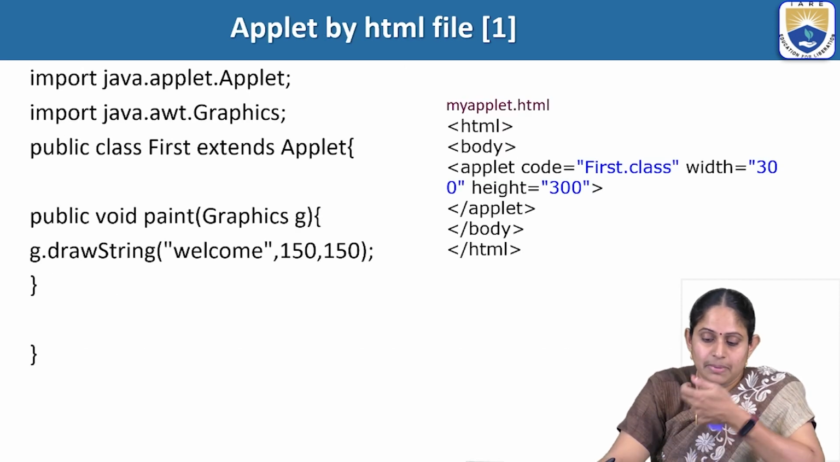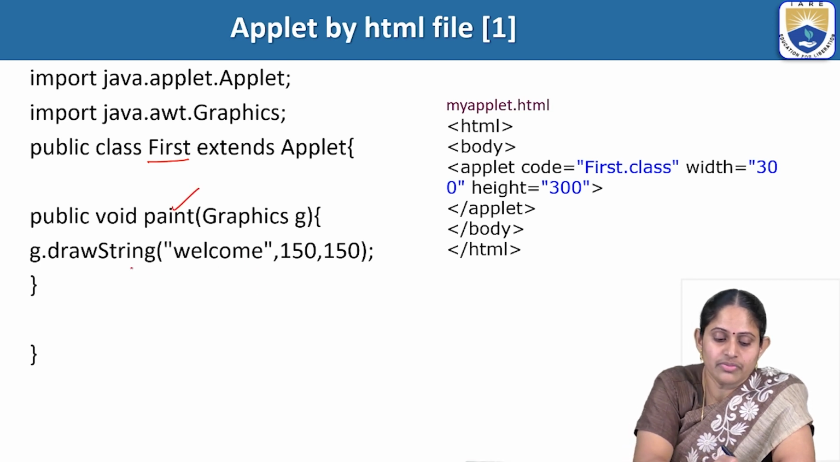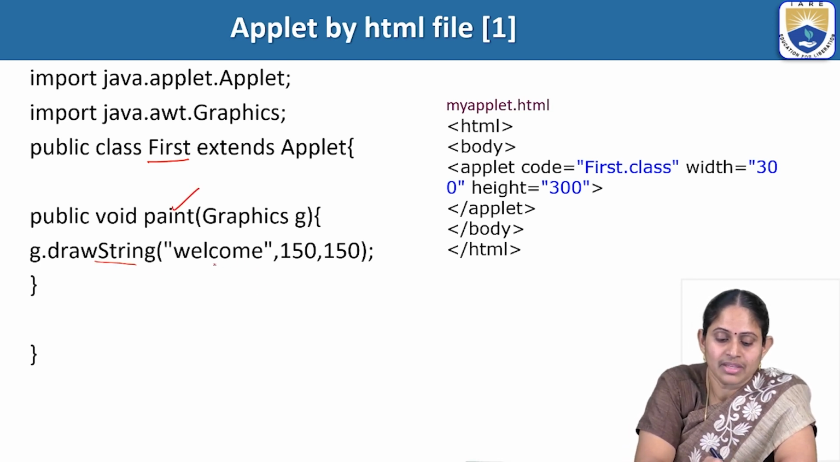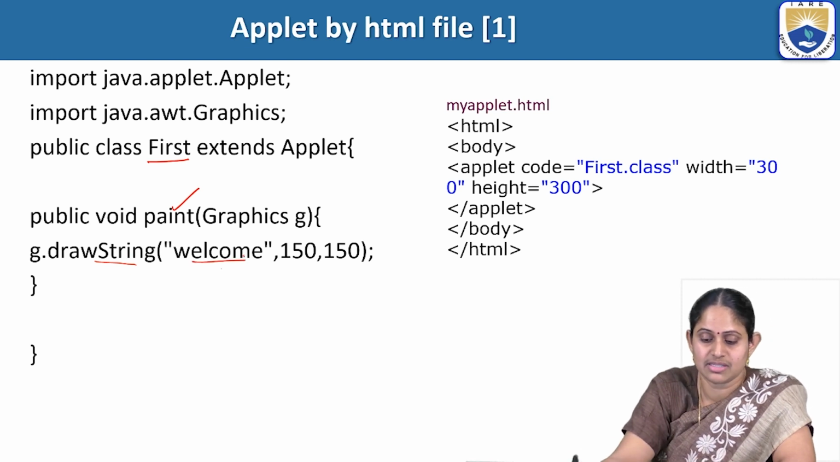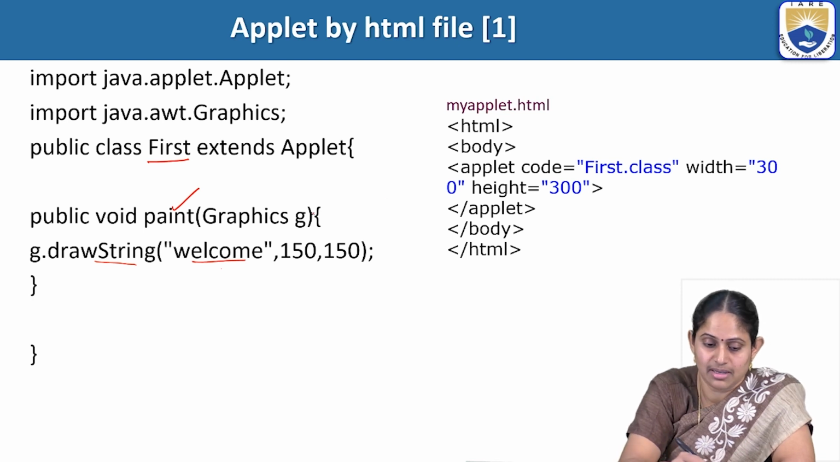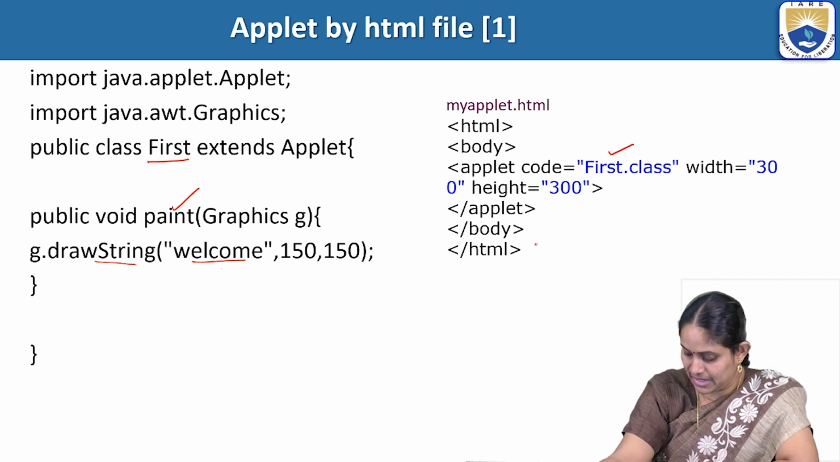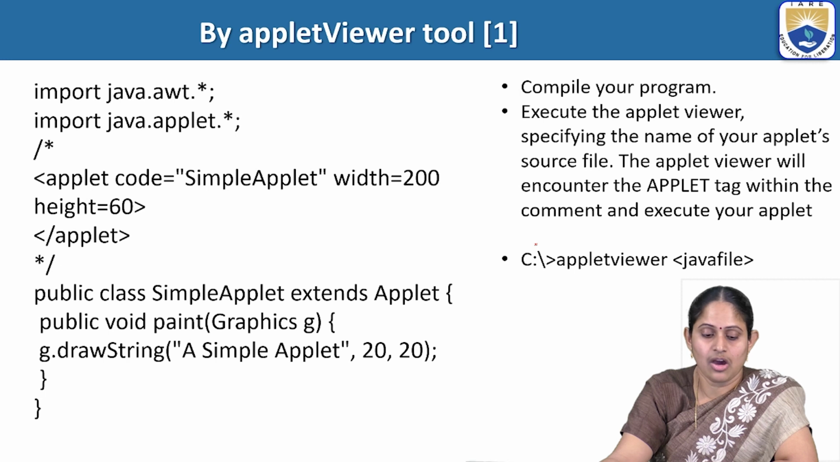Now this is an example. So here we are creating an applet with class name as first, and the paint method is invoked, which will call the drawString method to display welcome. Now once this is executed, this class is passed to HTML. And when the HTML file is executed, we will get the output.